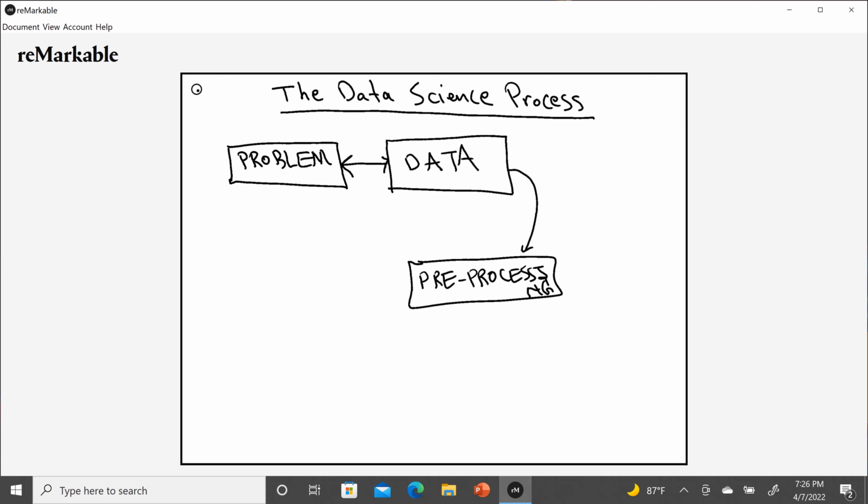And once you have pre-processed data, that's when you can apply different algorithms to your data, and this is what we call modeling.